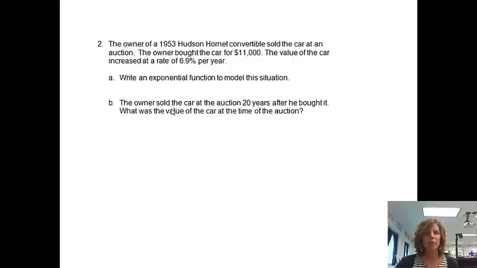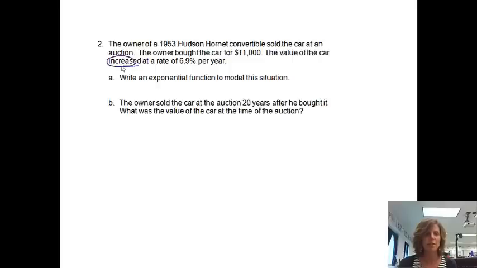Alright, I'm going to read this problem, but then what I would like you to do is pause the video and see if you can figure it out on your own. Get as far as you possibly can, and then come back and watch the answer. Right, the owner of a 1953 Hudson Hornet convertible sold the car at an auction. The owner bought the car for $11,000. The value of the car increased at a rate of 6.9% per year.